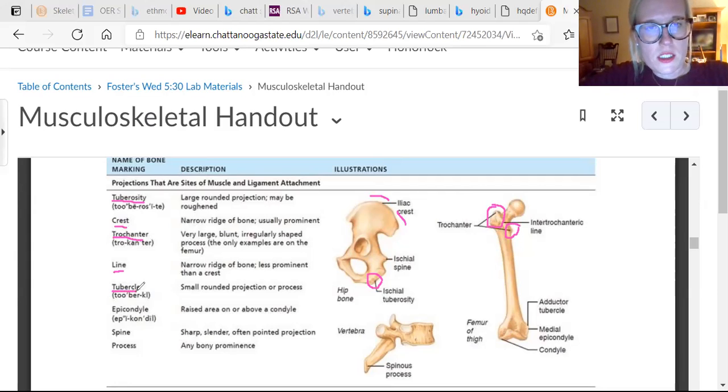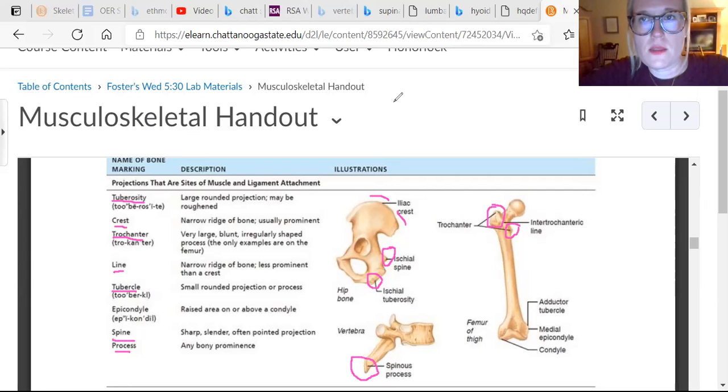A tubercle is a small rounded projection or process. I have a picture of it below too, and we'll look at it in a second. I want to skip epicondyle for right now. Spine, for example, there's the ischial spine over here. It just creates a little spine that projects out. A process is any bony projection that projects out. So you've got the spinous process on the back of the vertebrae. You'll also have transverse processes on the sides of the vertebrae that we'll look at tonight too.